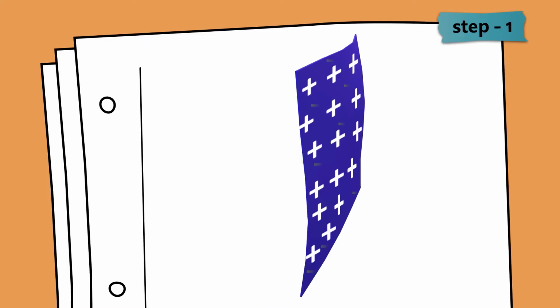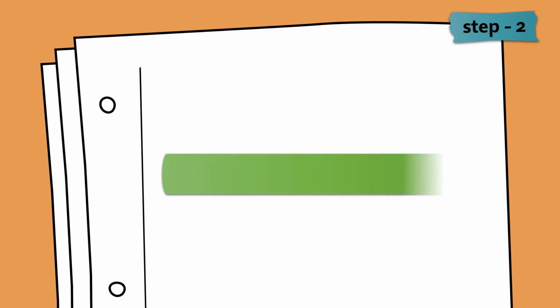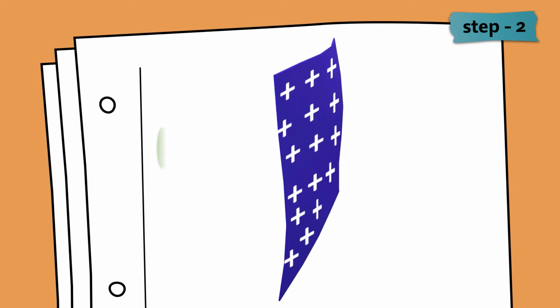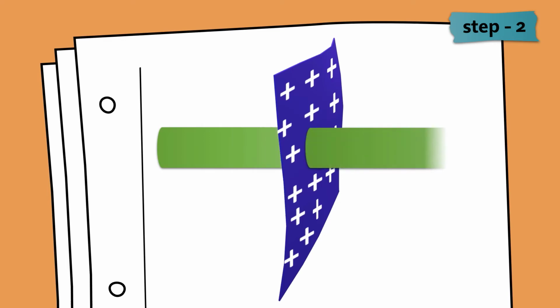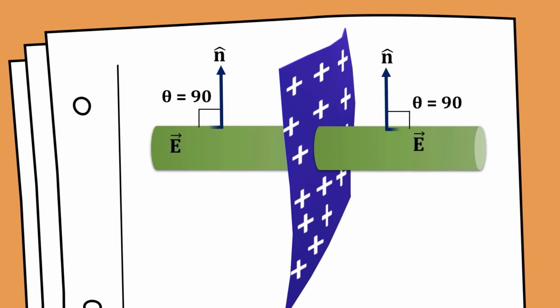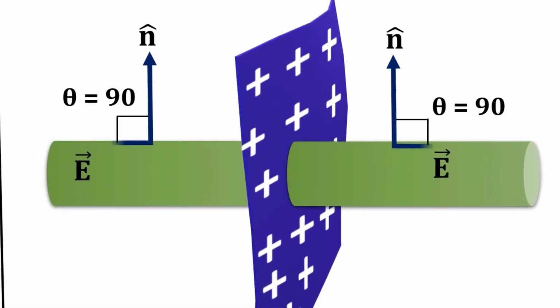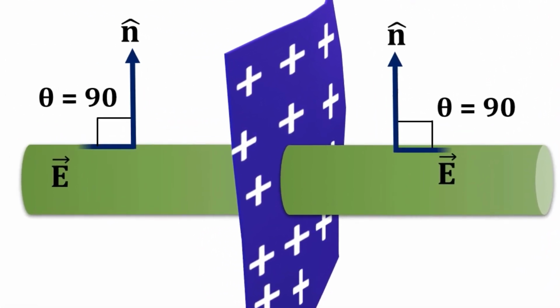Since the plane is infinitely large, the electric field should be the same at all points equidistant from the plane on both sides. A cylindrical shaped Gaussian surface of length 2r and area A of the flat surfaces is chosen such that the infinite plane sheet passes perpendicularly through the middle part of the Gaussian surface. For the curved surface of the cylinder, the angle between the electric field and the area vector is 90 degrees.